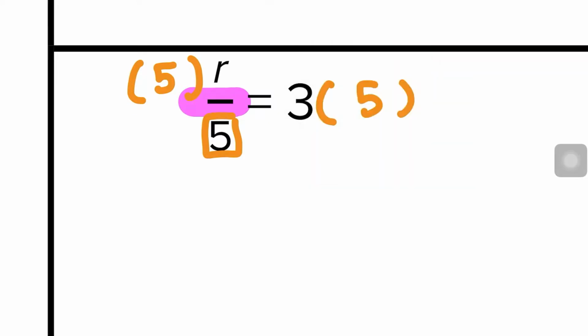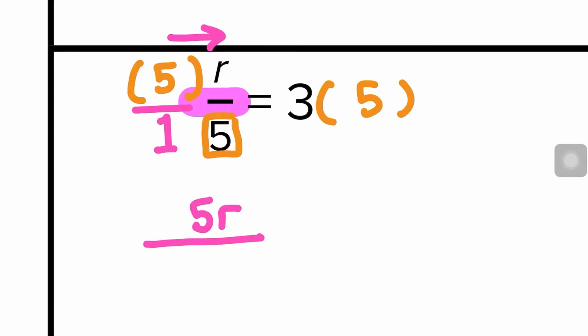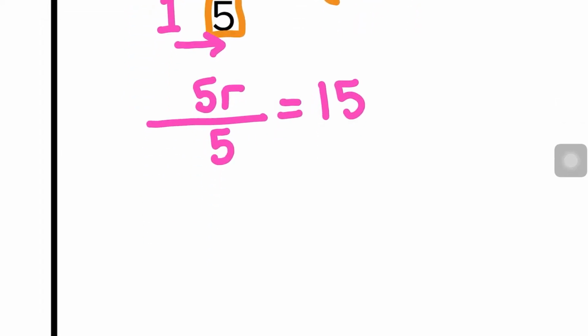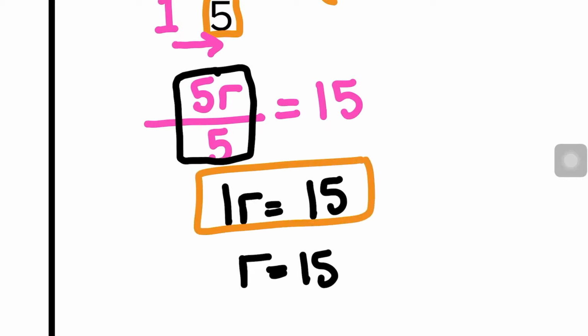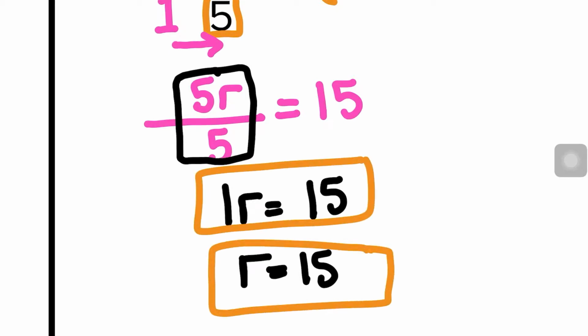So there's always a 1 under this whole number. And let's see. 5 times r is 5r divided by 1 times 5, which is 5. And all of that should equal 3 times 5, 15. And there you go. 5r divided by 5, that's 1r equals 15, or r equals 15. Either one of those is correct.